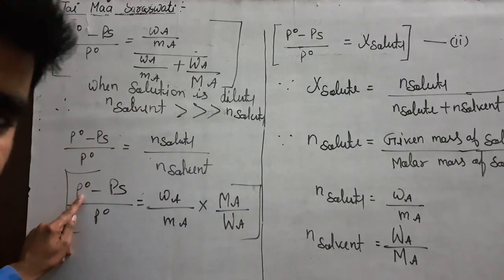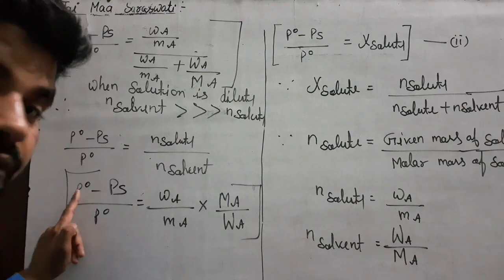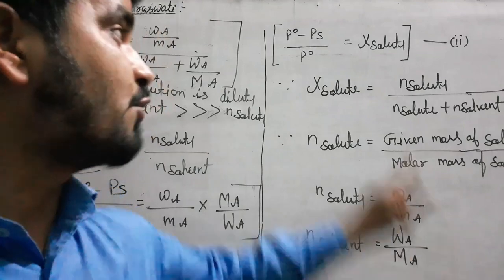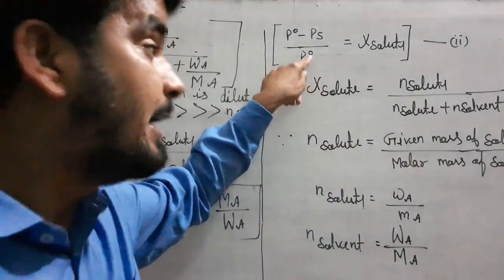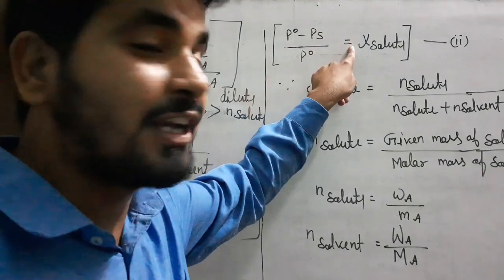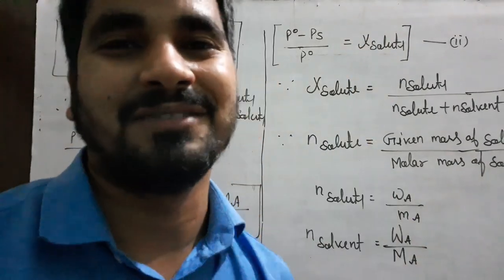P naught is the vapor pressure of pure solvent, and Ps is the vapor pressure of the solution. And one more thing is very clear from this relation: relative lowering in vapor pressure is always equal to the mole fraction of solute at constant temperature.